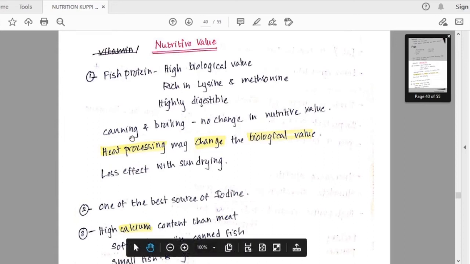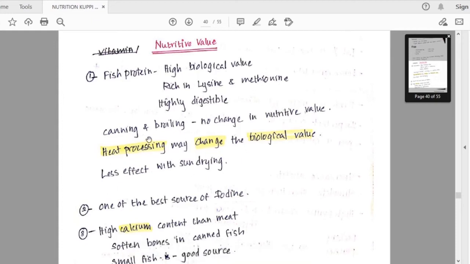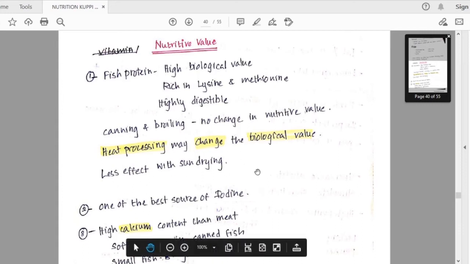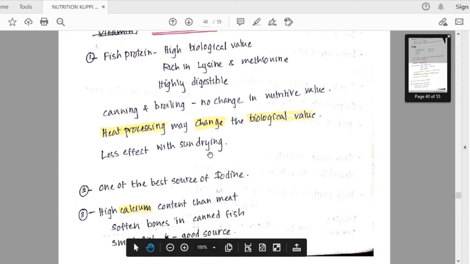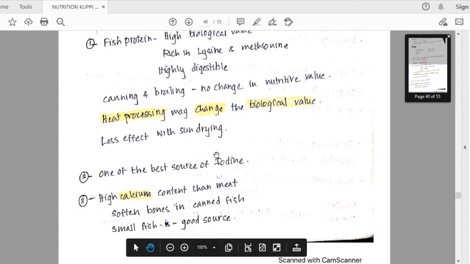There are some processing methods. One is canning and broiling, and then heat processing and sun drying. With canning and broiling there is no change in the nutritive value. Heat processing may change the biological value. Sun drying may also affect it. For things like dried fish, there is no big effect, no big loss in nutritive value.